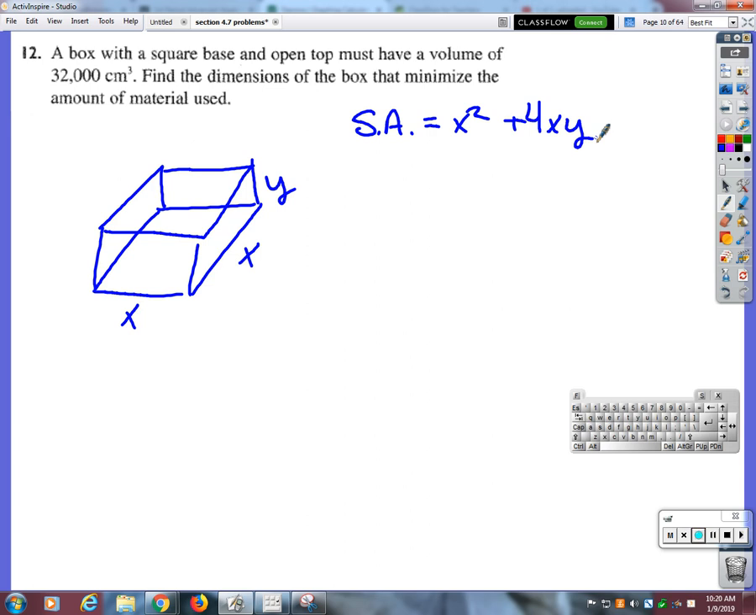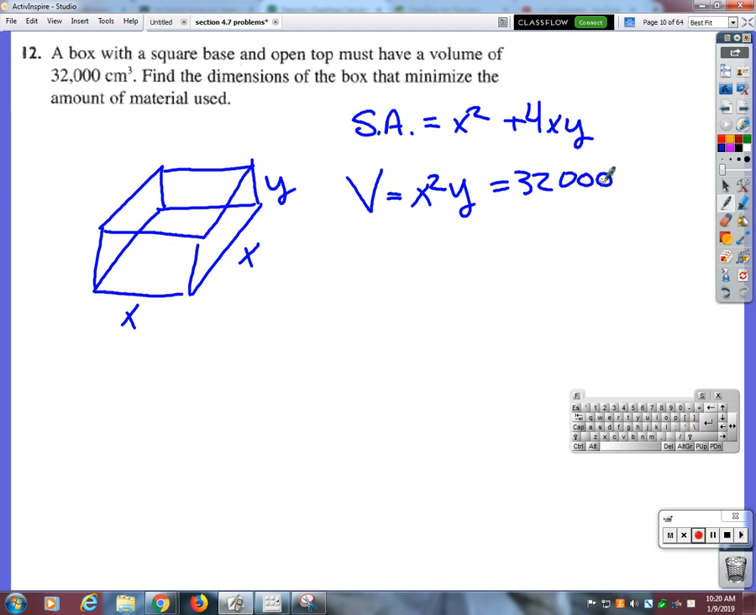Again, two variables. Got to solve for one of them. So if we know that the volume is 32,000 cubic centimeters, what's an equation we can write with that? What's the formula for the volume of this box? x squared h, we used y, yeah, but x squared, the area of the base times the height. x squared times y. We know that that equals 32,000.